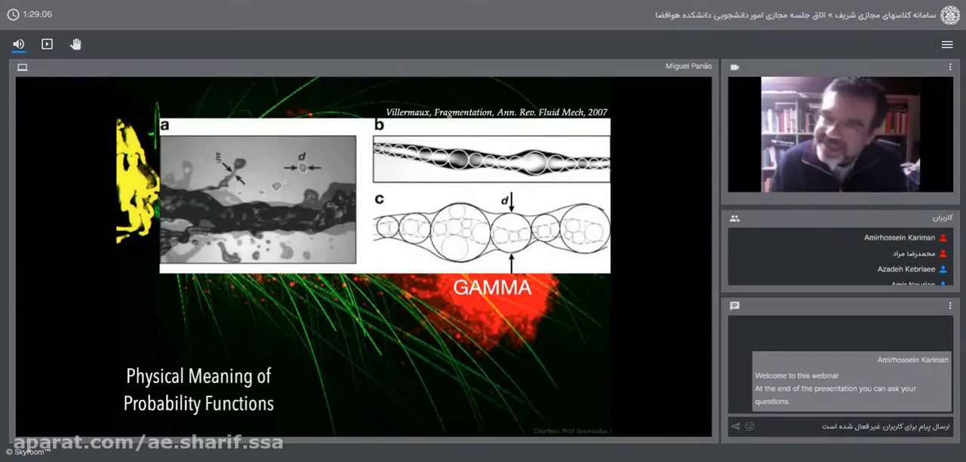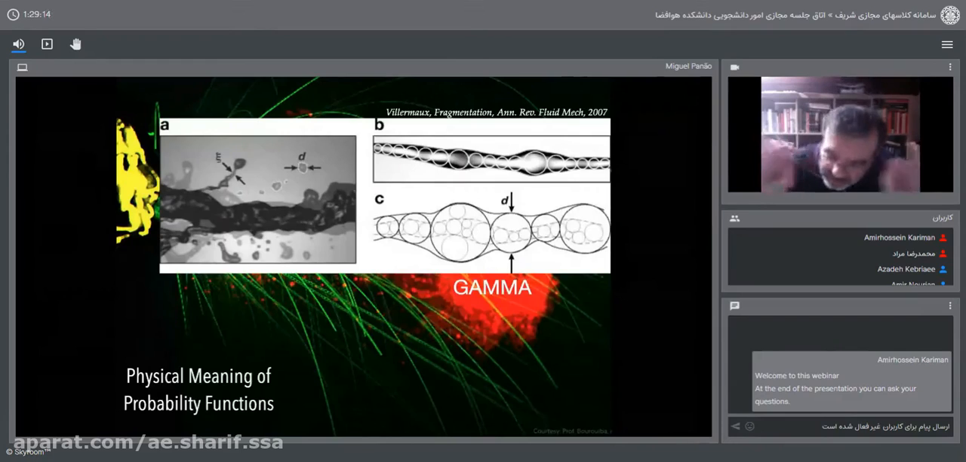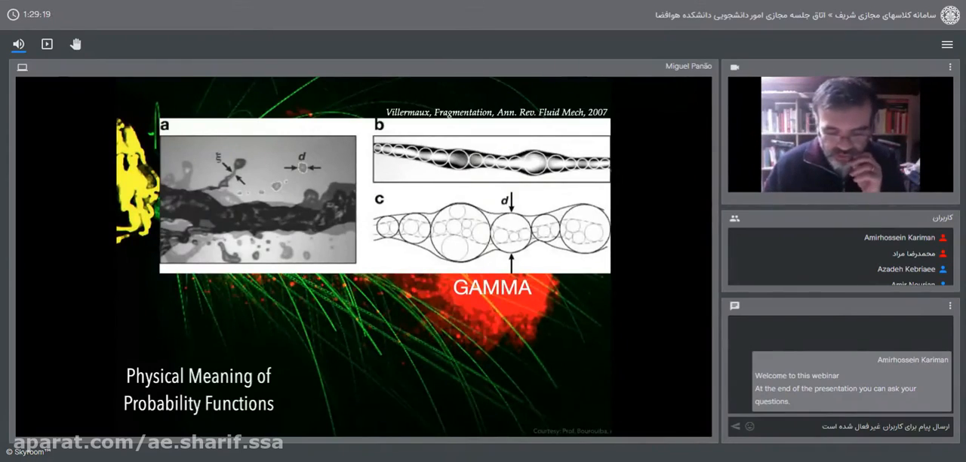What is the physical meaning of adjusting a gamma distribution to a spray? This is a question I have spoken a little bit about in my last paper on spray characterization, which I also shared with you, but I think this is a very interesting question for future research.